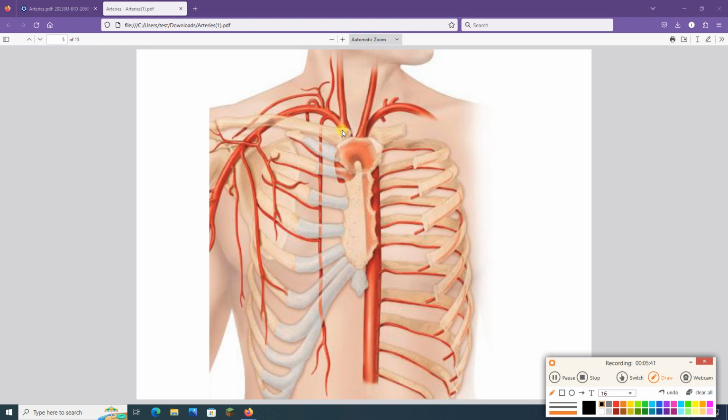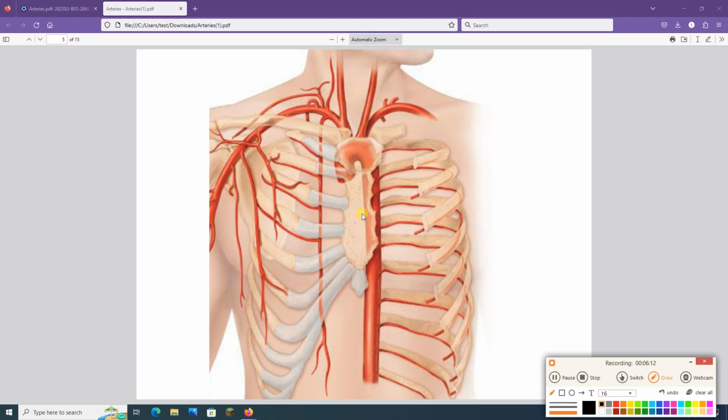Brachiocephalic comes up and splits. It gives me this guy. This guy is my right common carotid artery. And it also gives me this guy. This guy is my right subclavian artery. So my left-hand versions of these come off my aortic arch. My right-hand versions of these come off my brachiocephalic.